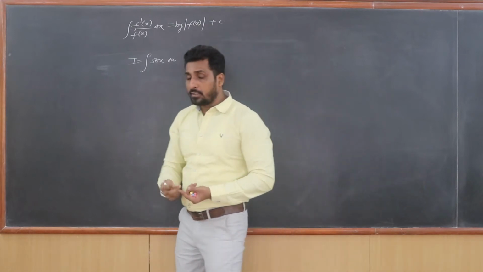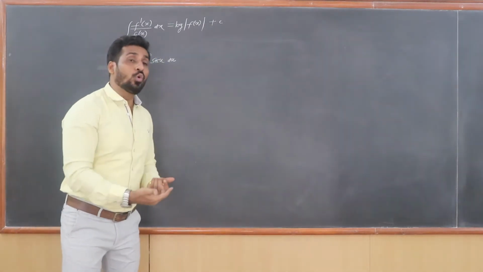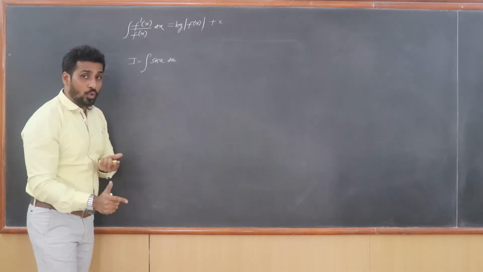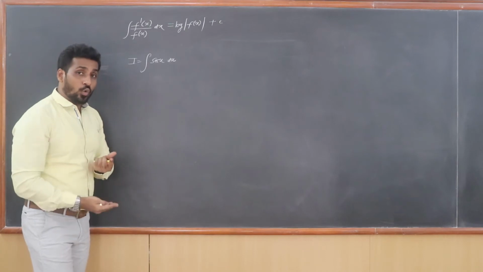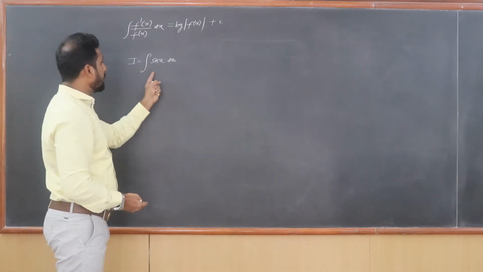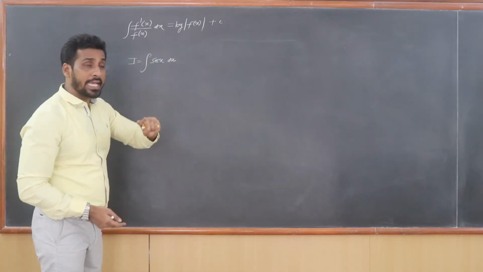So what I'm going to do here is have a different approach. I have to take a different route to get the integration of sec x. Remember this route, the same method we are going to apply to get the integration of cosec x also. So cosec x, the same we are going to derive. So let's first get the integration of sec x.